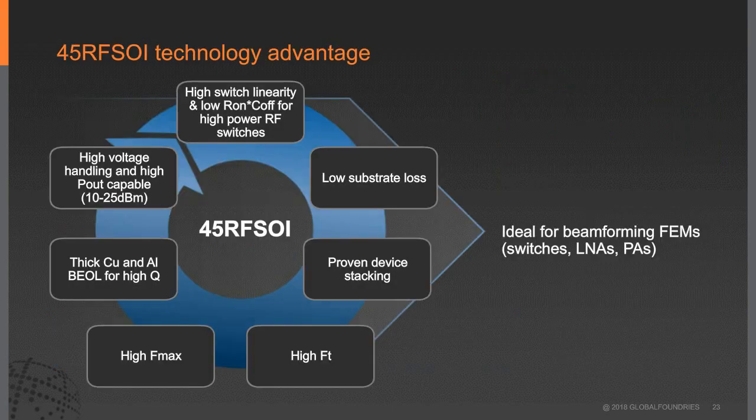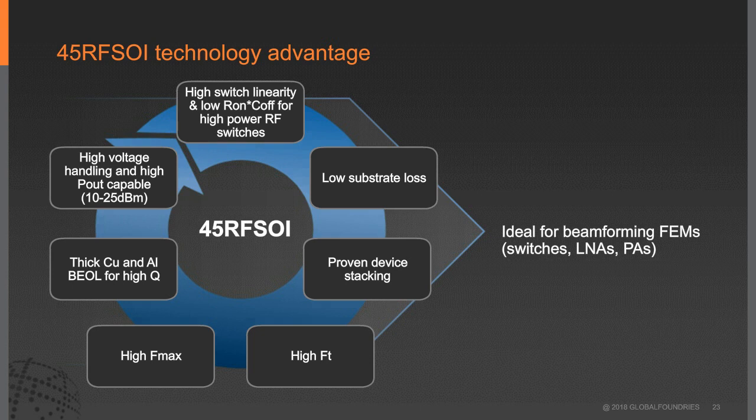To summarize, 45 RF-SOI technology for millimeter wave, because of stacking, gives you high voltage and power handling. You get very good power added efficiency for the power amplifiers. Because of the low substrate loss, improved back end of line, and thick copper and aluminum for high Q, you're getting a low noise amplifier with extremely low noise figure. We have shown 1.9 dB, and even lower will be demonstrated at RFIC.